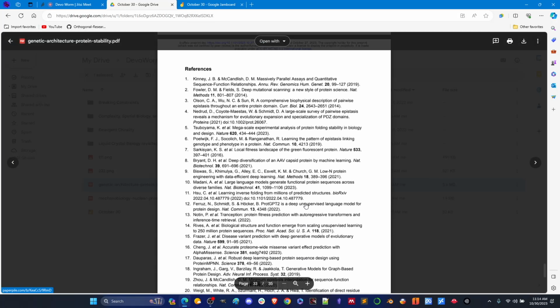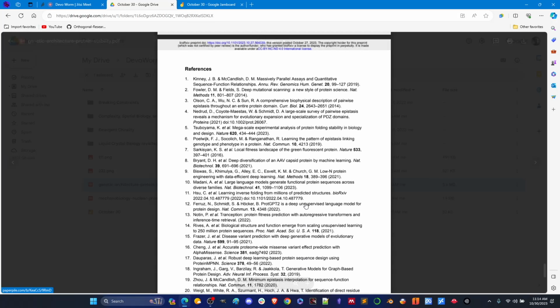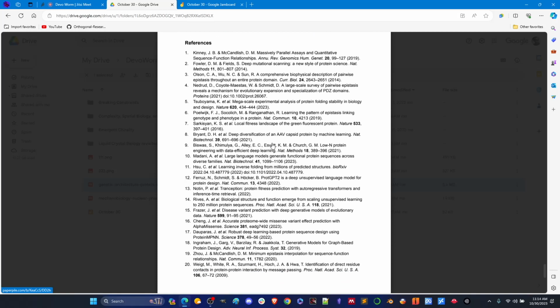Okay, so this is the reference list, and I wanted to look at some of these references in terms of where they are and what they are. So there are a lot of nice references in here on epistasis and protein folding and other things in biology that I'm not as familiar with as I should be. So we have a number of different things here. We have some papers on deep learning and some other papers.